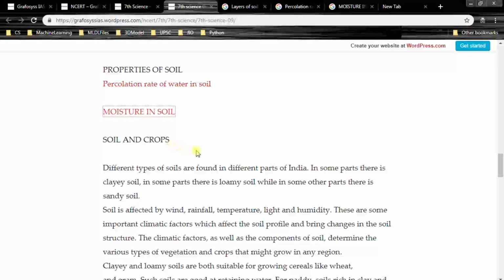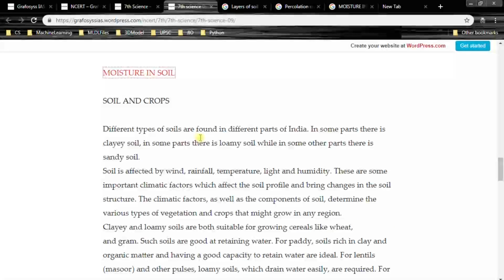Soil and crops. Different types of soils are found in different parts of India. In some parts there is clayey soil. In some parts there is loamy soil, while in some other parts there is sandy soil. So remember these three types of soils: sandy, clayey, loamy. So these are distributed in different parts of India.